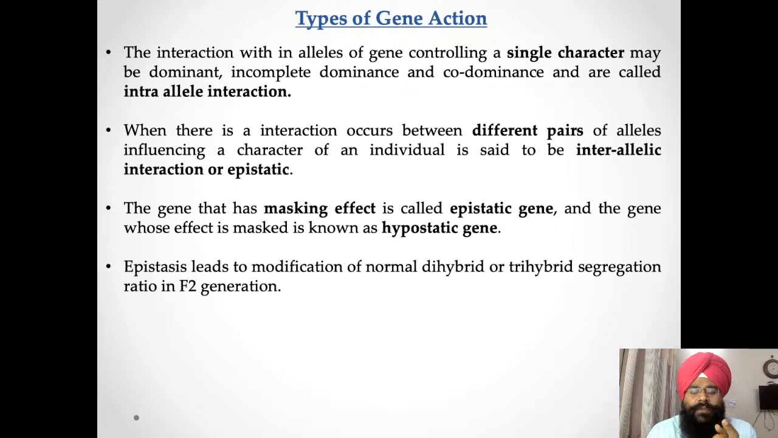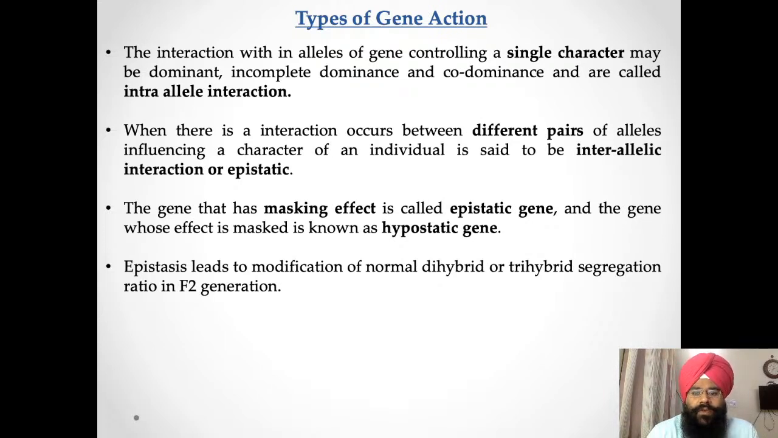So the gene that has a masking effect, the gene which is masking the other gene, is called the epistatic gene. So if there is gene A and this is gene B, and gene A is masking the effect of gene B, that gene will be called the epistatic gene, and the one whose effect is masked, that is gene B, will be known as the hypostatic gene. So that's the difference between epistatic and hypostatic genes.